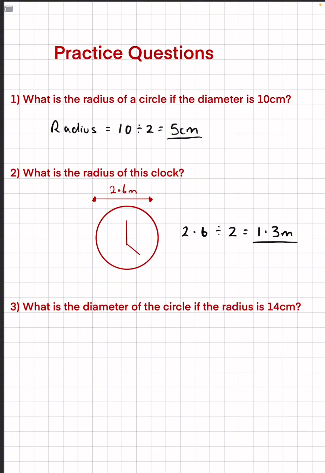The next question says, what is the diameter of the circle if the radius is 14 centimeters? The radius is half the diameter. To find the diameter, we double the radius. To work out the diameter, we do diameter equals 14 multiplied by 2, which equals 28 centimeters. So the diameter of the circle is 28 centimeters.